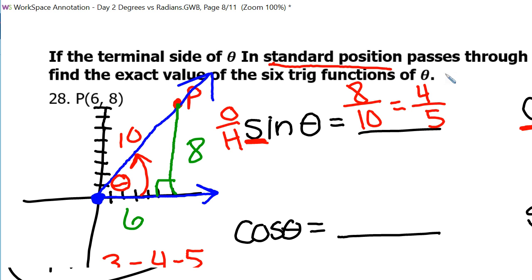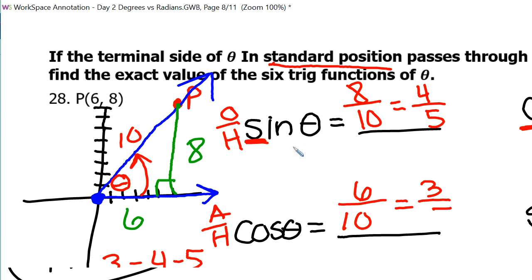Cosine, using SOHCAHTOA, how do you find cosine? Adjacent over hypotenuse. So looking at theta, what side is adjacent to theta? 6. The hypotenuse is still 10. 6 over 10 simplifies to 3/5. So if the cosine is 3/5, what is the secant? 5/3.